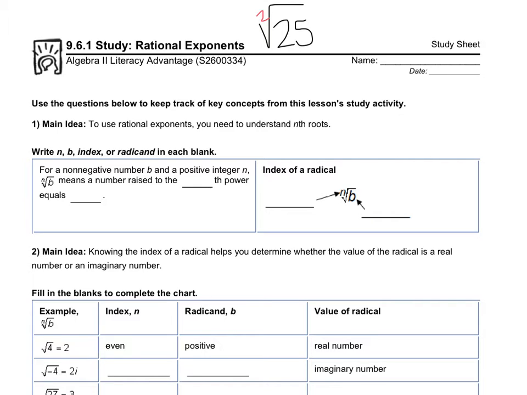So for a non-negative number b and a positive integer n, the nth root of b means a number raised to the nth power equals b. And so this is called the index. The n is the index, and the b is what we call the radicand. So just some vocabulary stuff there.